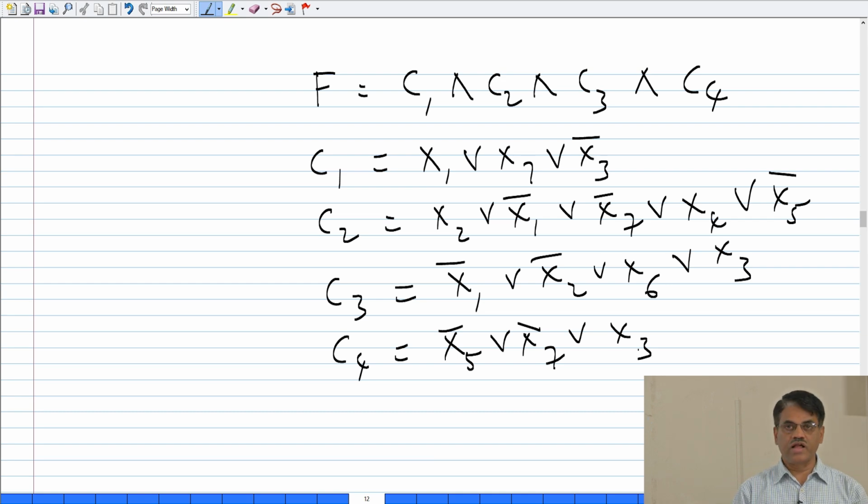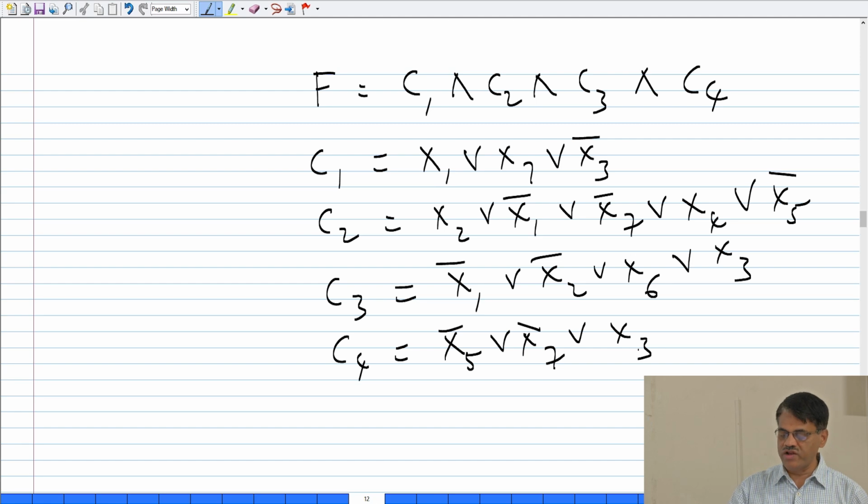So, it is a conjunction of 4 clauses and each clause is a collection of some variables. This is the input to the satisfiability problem, and the question is, can you set x1, x2 up to x7 to 0 or 1 such that every clause is satisfied? When does a clause get satisfied?